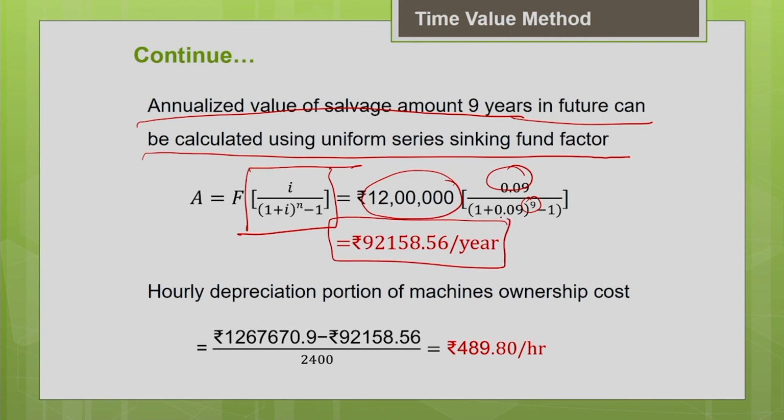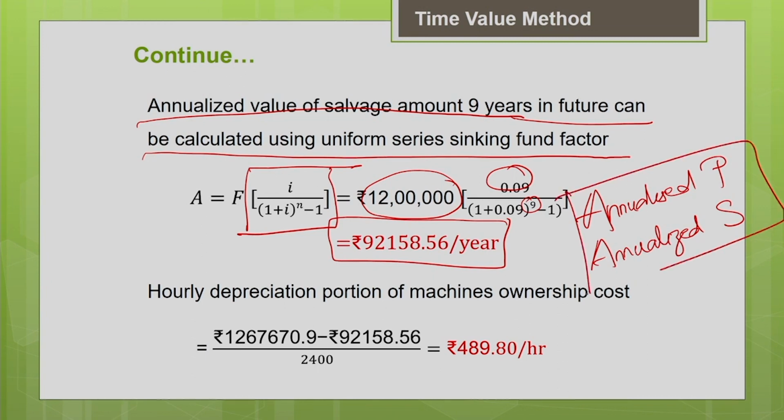Now you know the annualized purchase price and the annualized salvage value. If you find the difference, you will get your depreciation. That is what the straight line method says: the difference between the purchase price and the salvage value. Here we are going to find the annualized value, then convert it into hourly cost. So the hourly depreciation portion of the machine's ownership cost we are calculating with the straight line depreciation method.